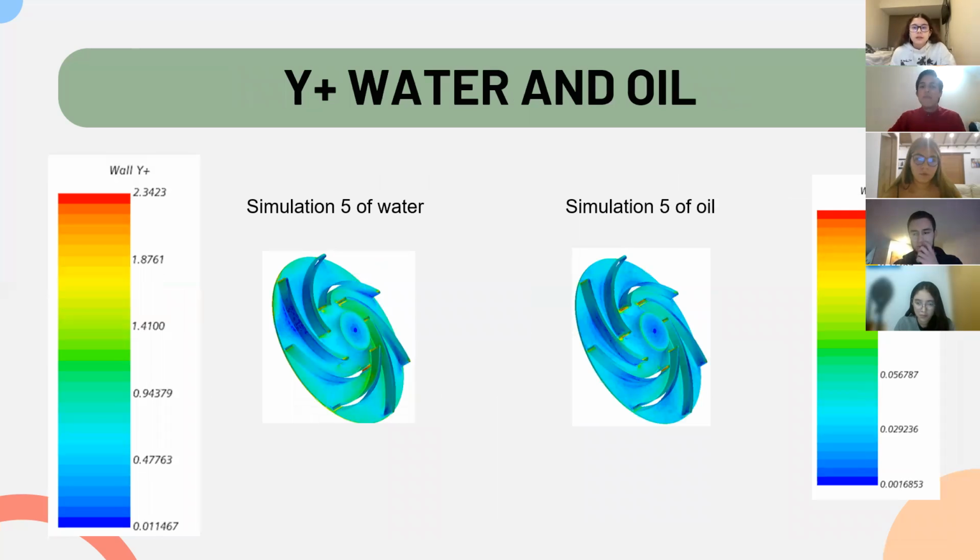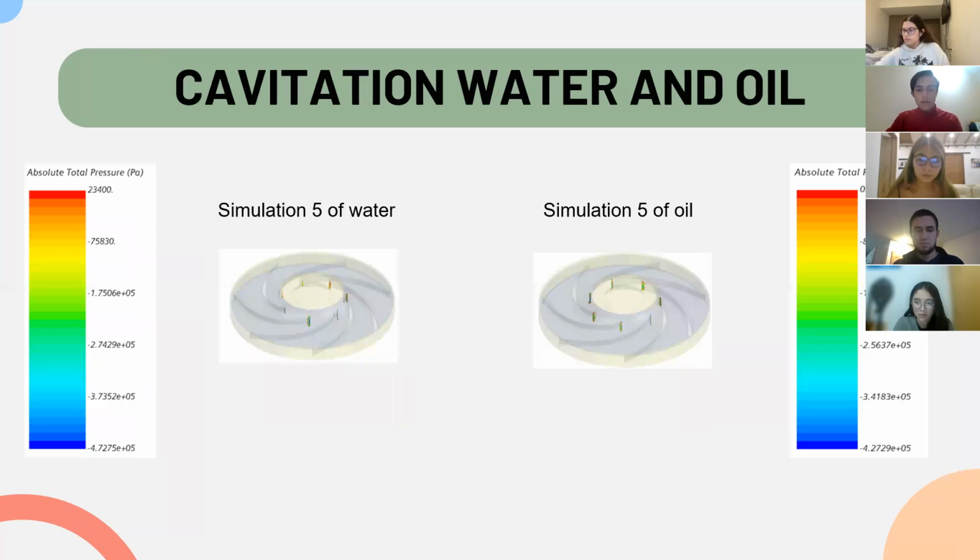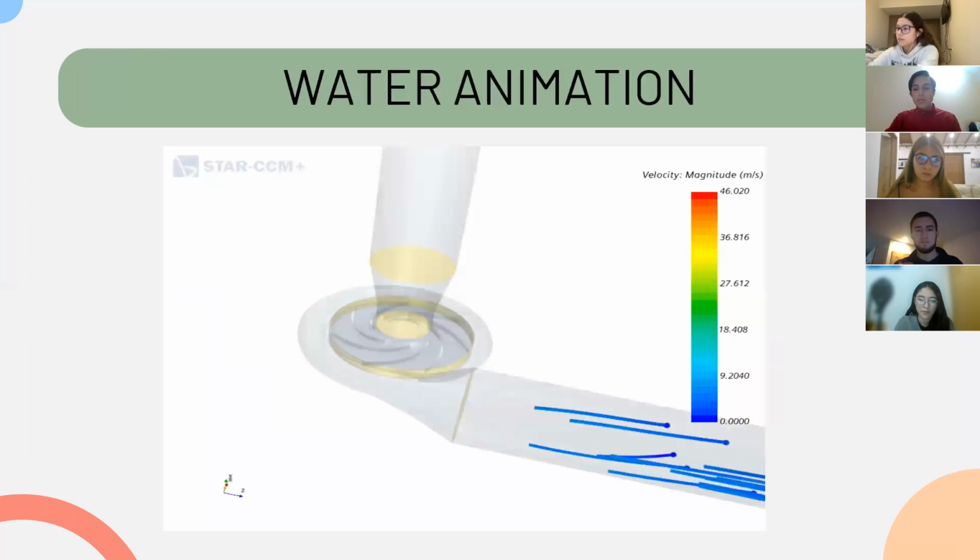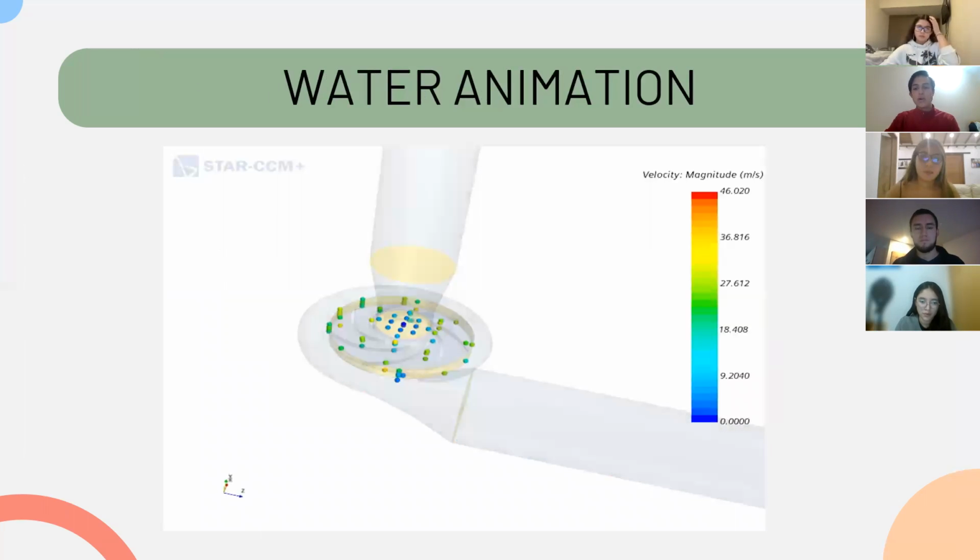Now we can see simulation 5 for water and oil, from left to right. In the first one, we find the comparison of the results of the Y plus, and we show that it is higher for water, due to characteristics such as the viscosity, which make the Reynolds number and the meshing process differ significantly. So it is correct that it is higher for water. In this slide, we can find the cavitation that the simulation will present, and we can see that it is to a greater extent at the tip of the blades, where our pump could present problems due to this same issue. Now, we'll be able to observe the behavioral animation of water and oil.